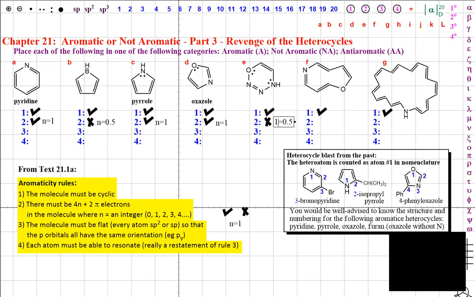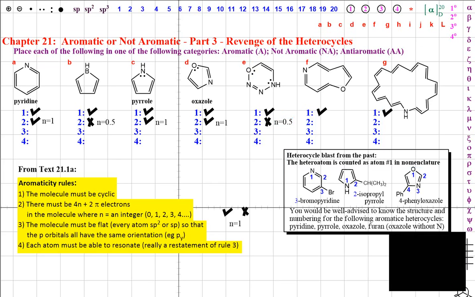If you want to make the argument, well, just don't use the lone pair on the oxygen, then oxygen is not capable of resonating with the ring, and resonance is lost because you have an atom that's sp3, which can't resonate. That should be n equals 0.5.